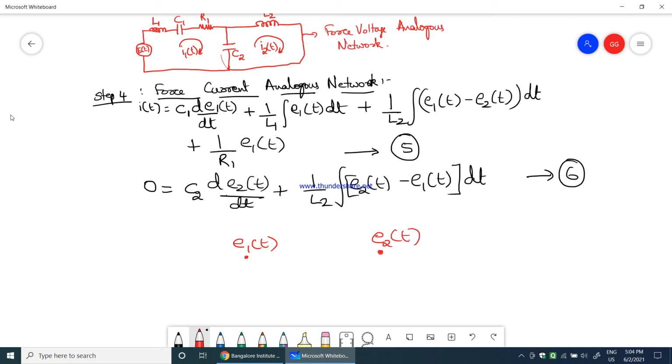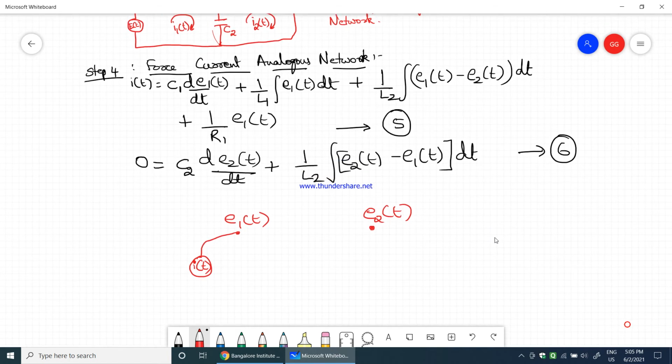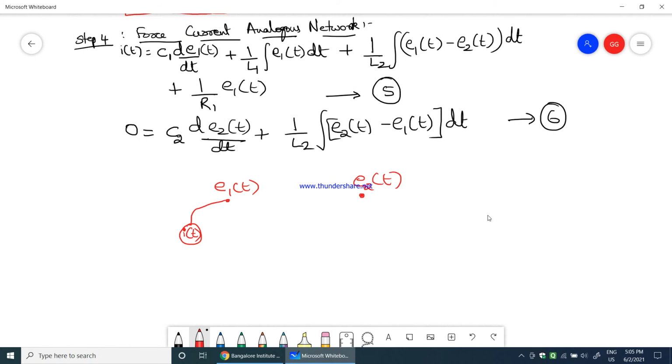Now the applied current will be for this particular node E1. Therefore E1 will have current I of t. Okay, then we'll always have a ground at the bottom. So let me take ground at the bottom. This is the ground of our electrical network. Let me differentiate it by drawing it this way. So the current is between E1 of t and ground.